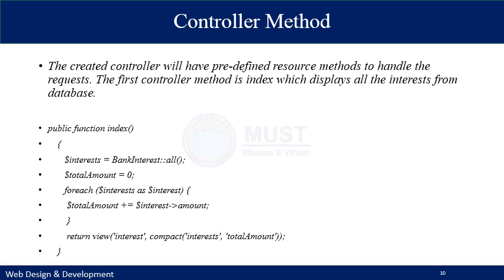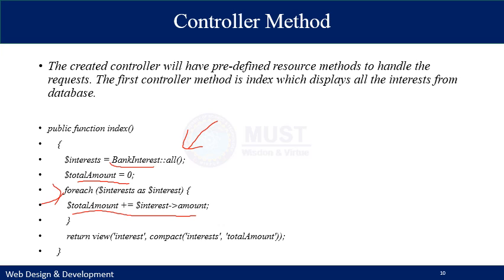So you can use this simple command to fetch all the values from the interest table from the SQL to your application. You can use the BankInterest::all facade to access all the values from the bank interest table, and then you can count the total amount from each of the records, and you can perform a for loop to sum up these values into a total amount variable.